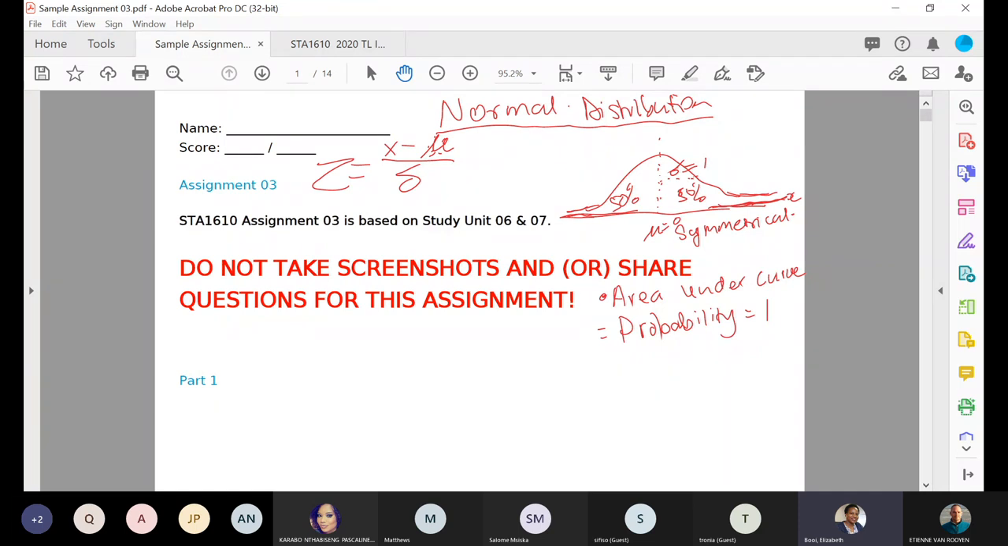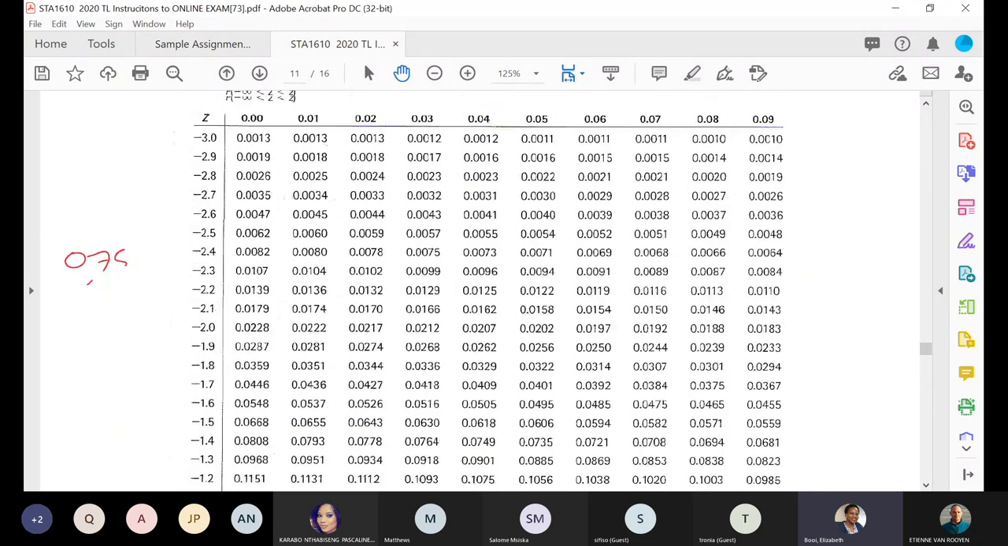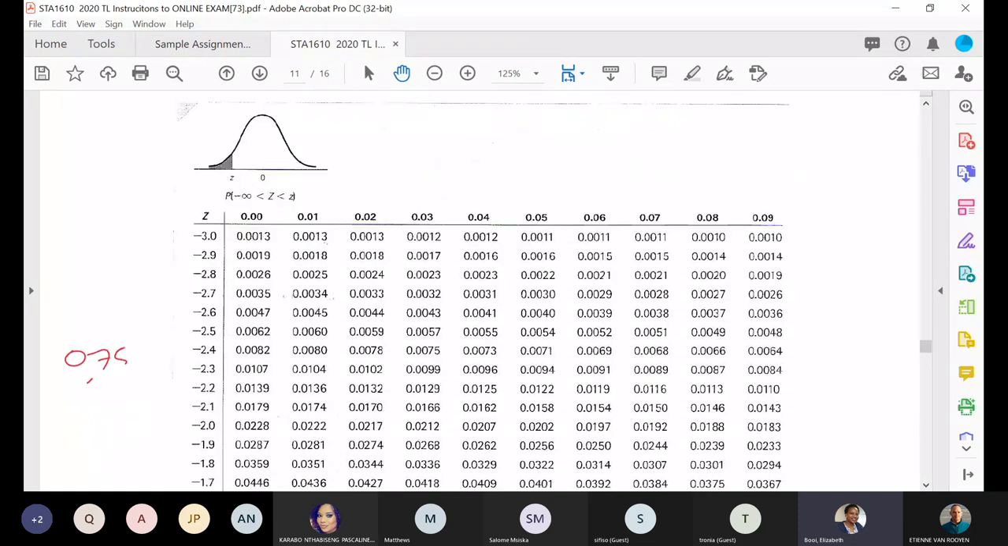Now, when you look for the probability underneath the curve, we use the cumulative standardized normal distribution table, which has the positive and the negative values. It's called the cumulative standardized normal distribution with the Z scores and the probabilities inside the table. The Z scores are those values on the left and at the top, and the values inside the table we call the probabilities.